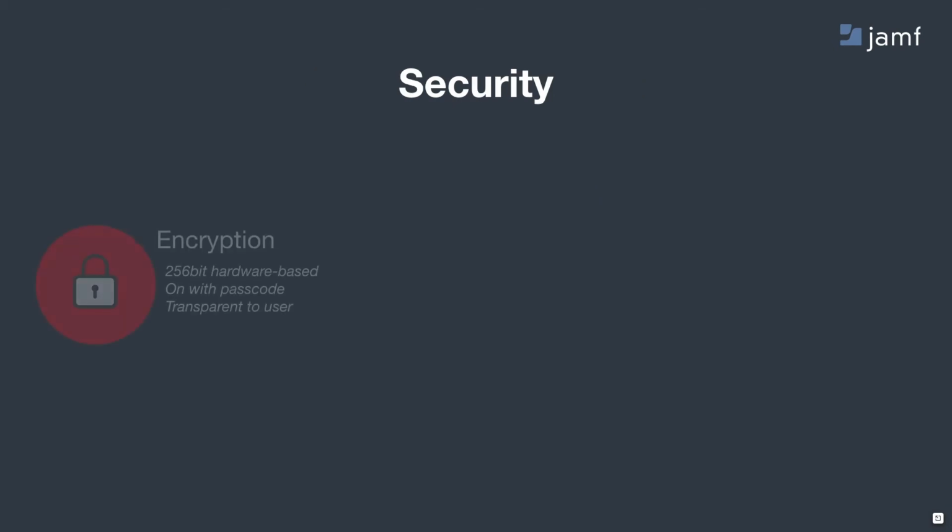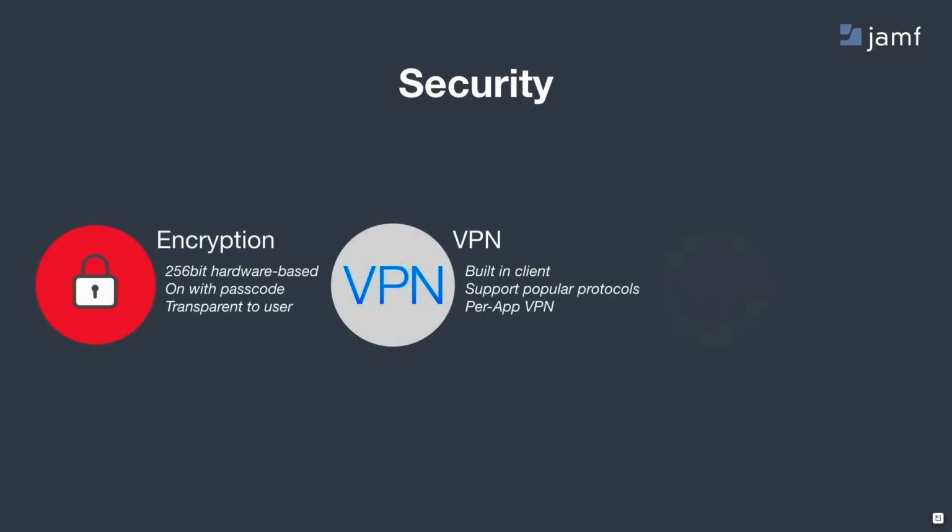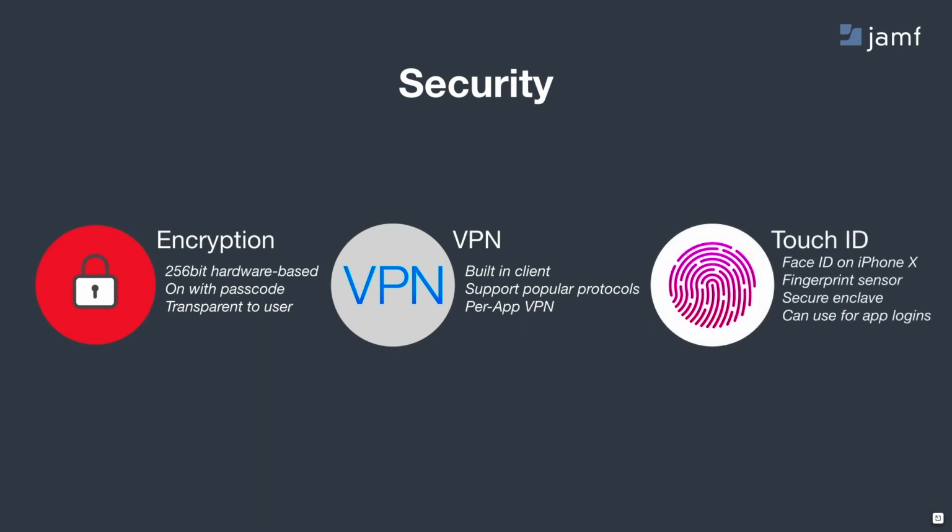Then on security, just a quick overview before we dive into the CIS checklist here is, of course, you can encrypt these devices as long as you have a password on there. You can leverage the VPN connection so that all of your data is secure, and you can tell specific apps to use VPN as well. It's got a really great built-in client that supports all of the most popular protocols that are out there. And the biometrics for logging into a device, such as Touch ID or Face ID, where users don't have to remember their complex passwords. They can just log in very quickly. You can also leverage those for logging into specific apps.